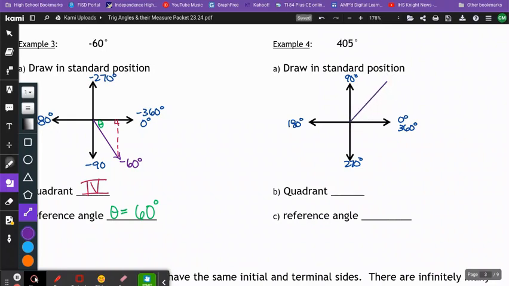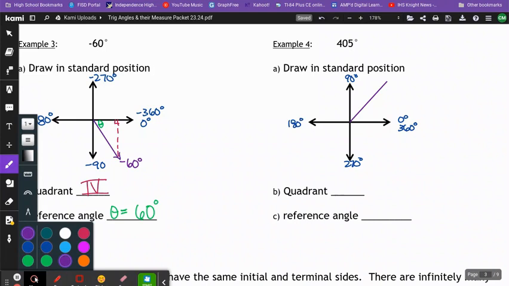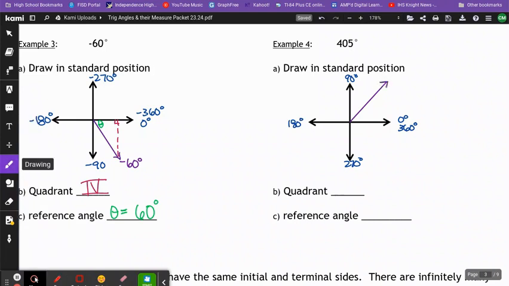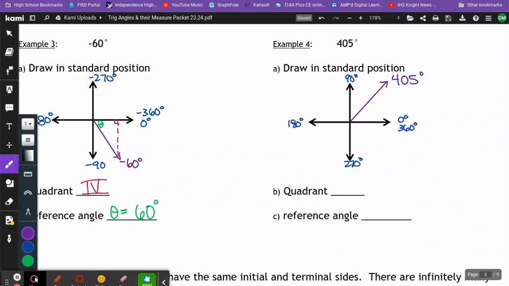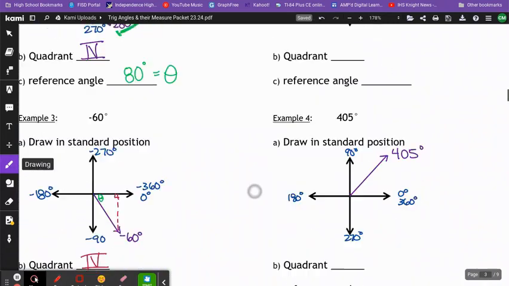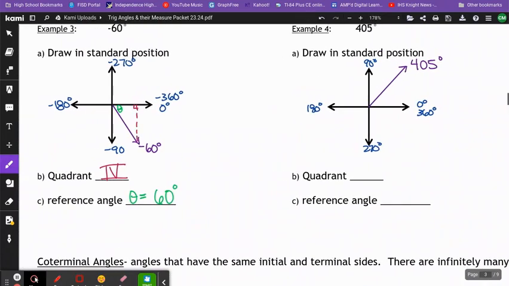So once I've determined 360 plus 45 is going to give me a total of 405 degrees. Now watch how I mark the rotation on this one. Uh-oh, you know what? I haven't done that. I didn't do that for my last example. Sorry about that. I need to draw the rotation.